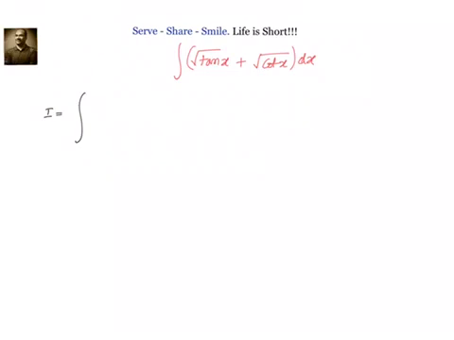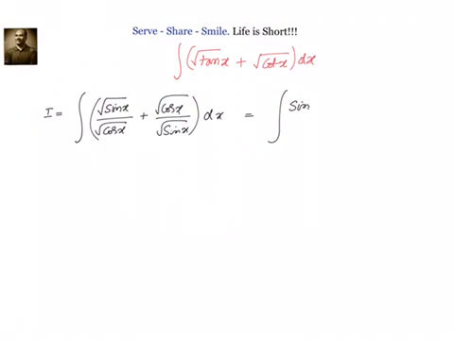now what is root of tan x plus root of cot x? Equal to root of sin x by root of cos x plus root of cos x divided by root of sin x dx, which is equal to sin x plus cos x divided by root sin x cos x.